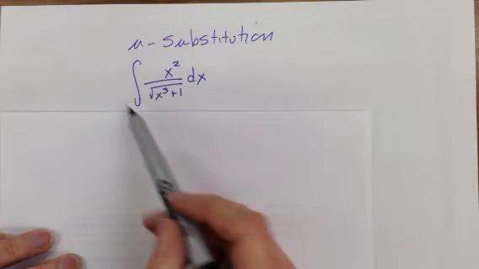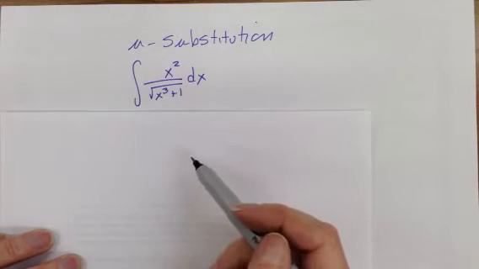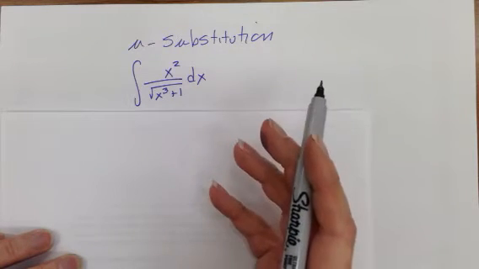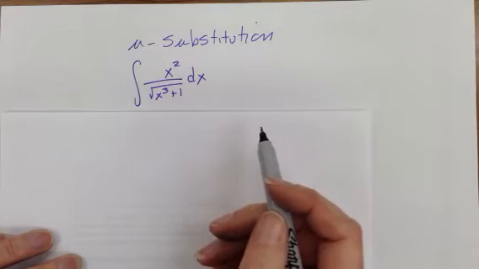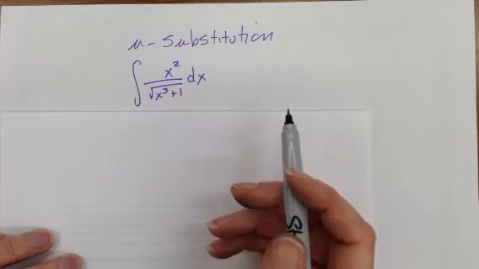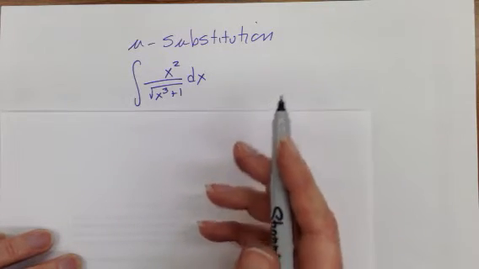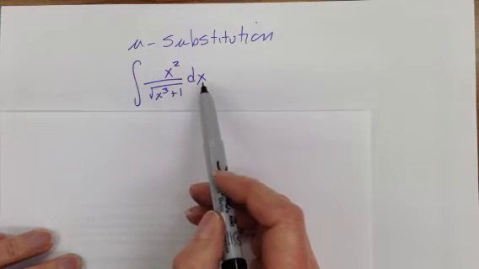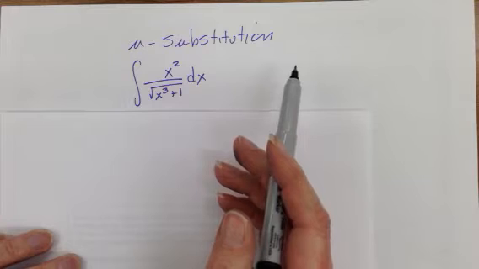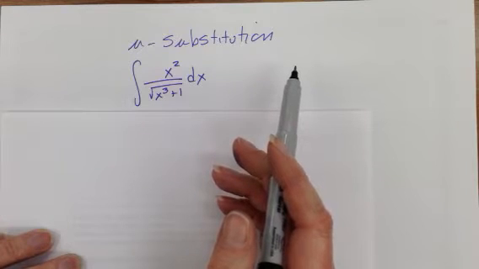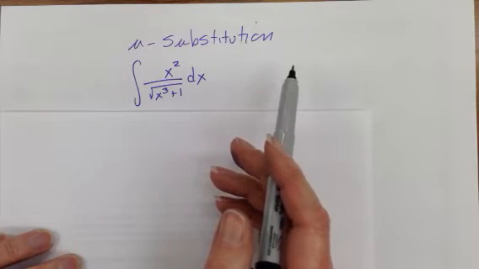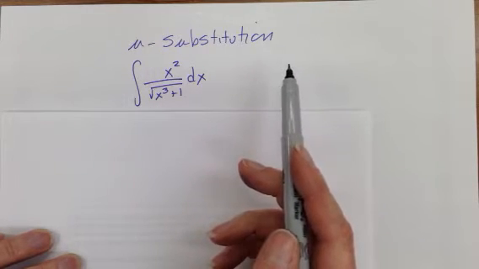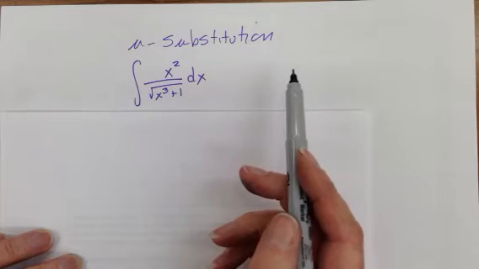Clearly, this problem is not a basic integration form. It's a quotient. We have all kinds of crazy things happening. So the goal is to substitute out all of the variable x, this x, that x, and even the dx. Rewrite the problem in a different variable and in a different way that turns it from something we do not know how to integrate into something we do know how to integrate.